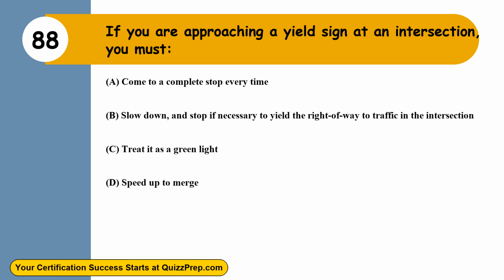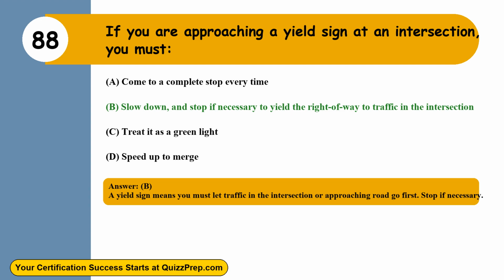Question 88. If you are approaching a yield sign at an intersection, you must: Option A, come to a complete stop every time. Option B, slow down and stop if necessary to yield the right-of-way to traffic in the intersection. Option C, treat it as a green light. Option D, speed up to merge. The correct answer is option B. Slow down and stop if necessary to yield the right-of-way to traffic in the intersection. A yield sign means you must let traffic in the intersection or approaching road go first. Stop if necessary.